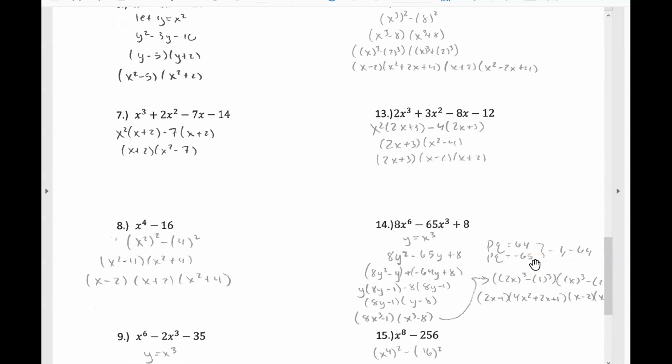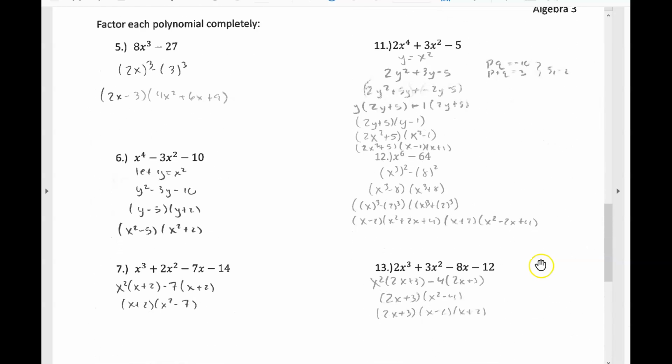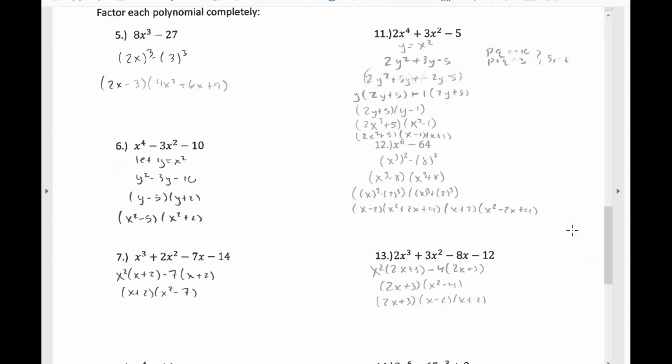And then if we go up to number 11, this is a long one. Number 11 is, I'm sorry, it is 2x squared plus 5 times x minus 1 times x plus 1. Number 12 is x minus 2 times x squared plus 2x plus 4 times x plus 2 times x squared minus 2x plus 4.